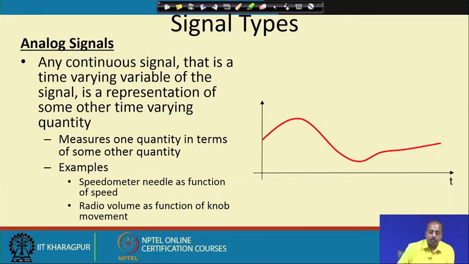So, it measures one quantity in terms of some other quantity. For example, speedometer needle as a function of speed. The speedometer needle represents the speed of the vehicle. The needle is moving, so that is a physical signal that we have, and the actual physical signal that is changing is the speed of the vehicle. So, that way one signal is representing another time varying variable.